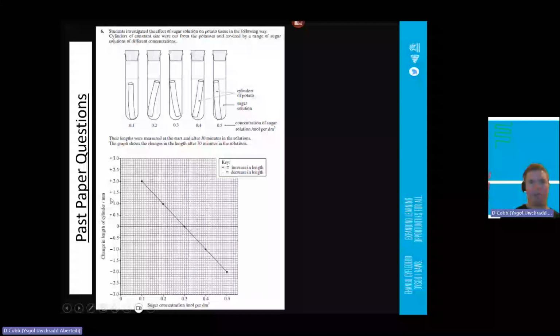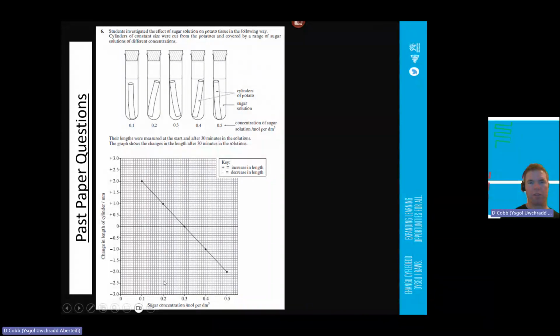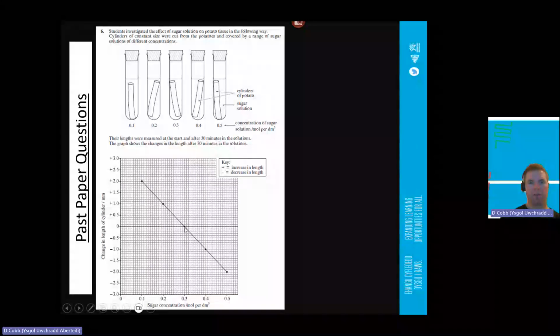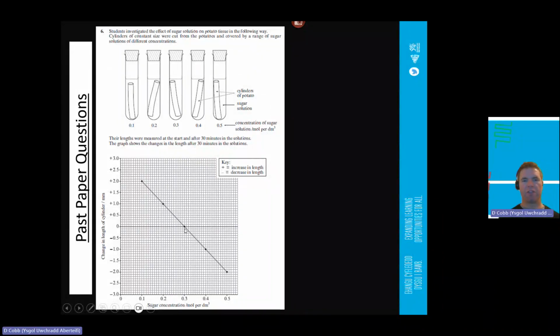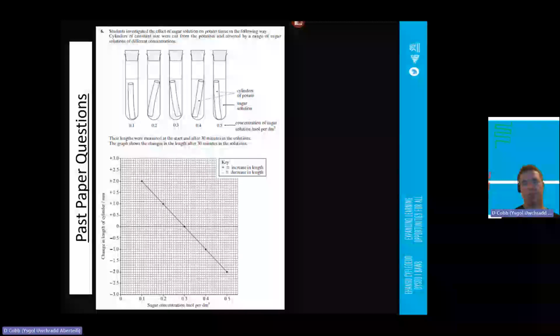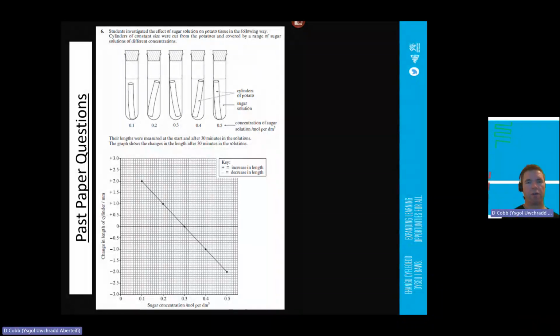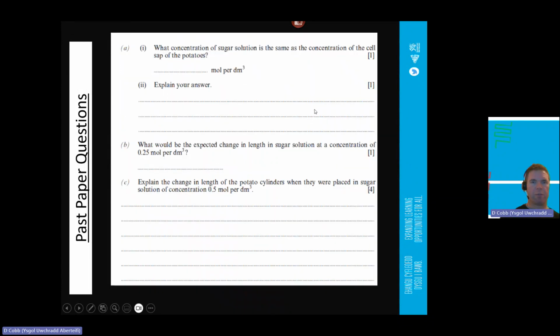by 2 millimeters. The one that was in 0.1. The one that's in 0.2 increased in length by 1 millimeter, and the one that's in 0.3 moles per decimeter cubed concentration, that didn't increase or decrease. And the one that's in 0.4, this one up here, that decreased by 1 millimeter, and the one that is in 0.5 decreased by 2 millimeters. No question on this yet. It's a good idea when you get to a graph to try and figure out what's going on. And then, let's look at the questions, you'll come back to that in a moment.